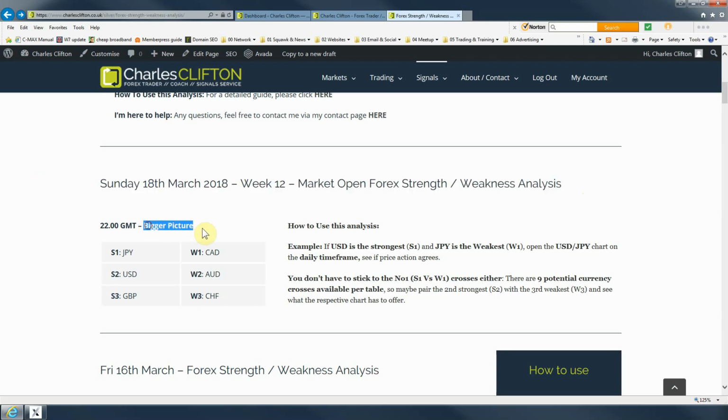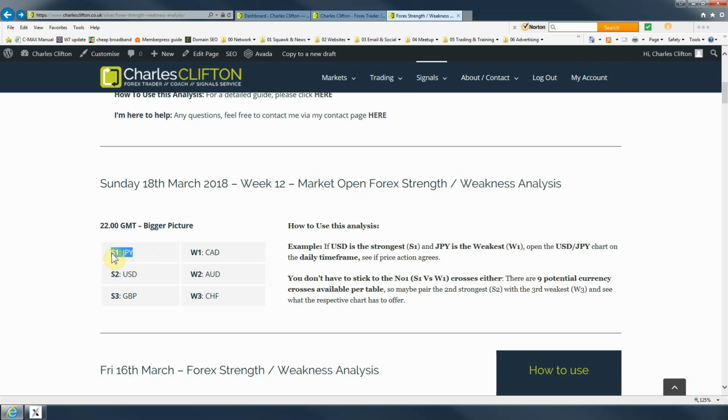Big picture or trend trading. I just want to draw your attention to these here. What we do is we give you the strongest three and the weakest three currencies for the trend trading bigger picture. Straight away from here you can see that there'd be very little point trading, say, the Japanese yen against the US dollar. Complete waste of time, in fact. They're both strong, so neither's got an edge over the other. Far smarter to trade something strong against something weak.